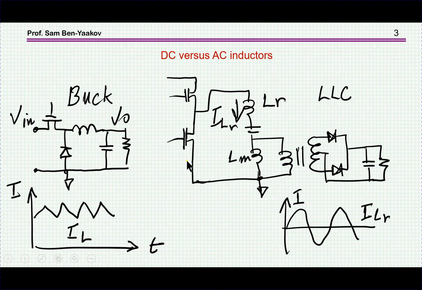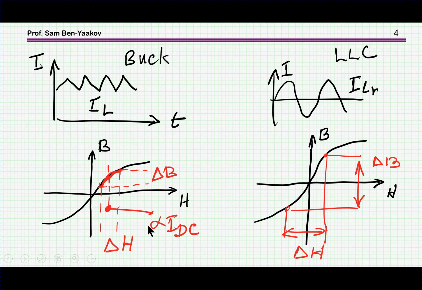On the other hand, we have inductors which are used, say, in resonant converters, in which the current is sinusoidal. It's not necessarily sinusoidal, but it is primarily an AC current with little or any DC component. And there is a big difference between these two in terms of losses and the operational point of the magnetics.